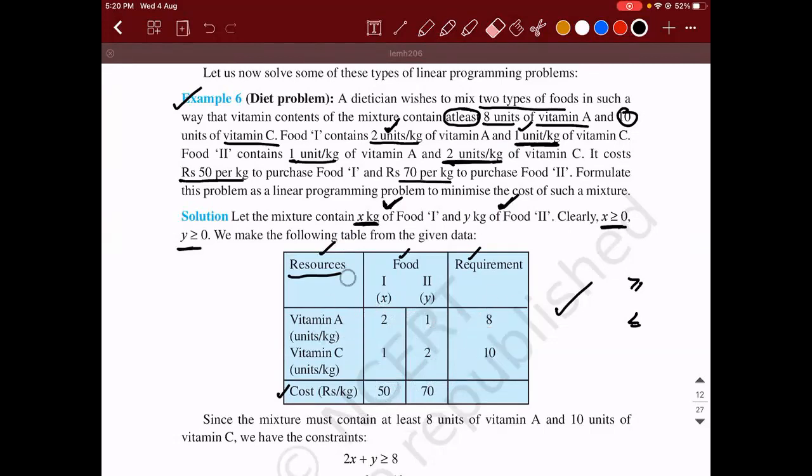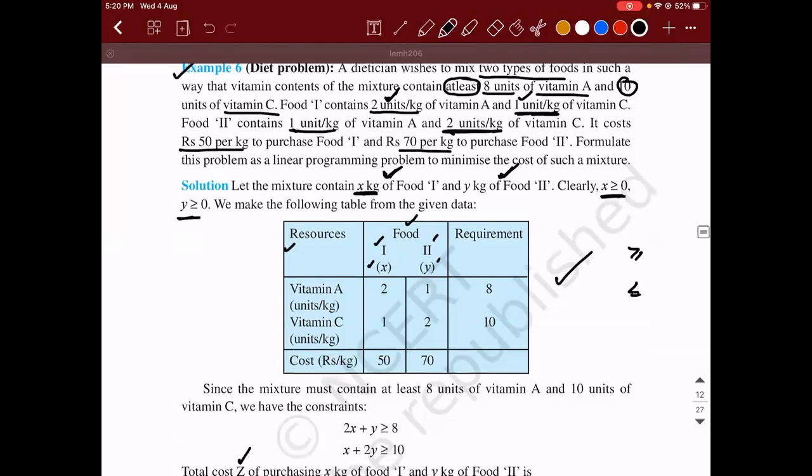See, I'll repeat this part alone. For any diet-based problem, you need to have this table and whatever is the constraint. Obviously for a diet-based problem, it is going to be food only, food 1 and 2. Here we are saying the mixture should contain at least 8 units of vitamin A and 10 units of vitamin B. So you can take x kilogram of food 1 and y kilogram of food 2. x and y are the variables allotted to the amount of kilograms of food that you need, with the vitamins in units per kilogram.